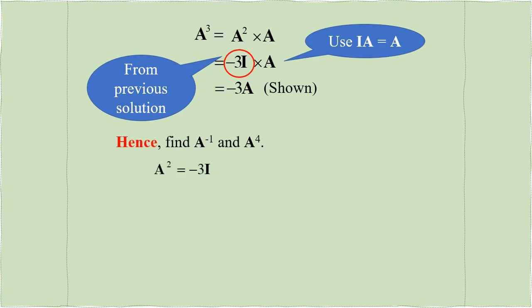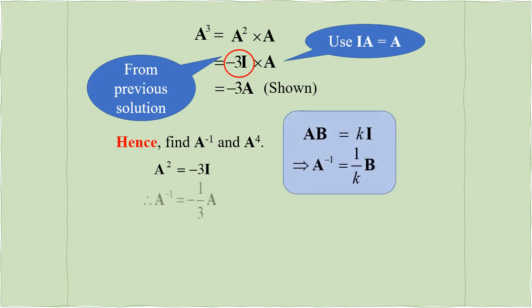So what is A inverse? Since we know that A squared equal to negative 3I, if we want to find A inverse, we can introduce the A inverse in this equation. So if we introduce A inverse, we get that this is A equal to negative 3I. So the inverse of A is equivalent to this one in the form of AB equal to kI, where k is equal to negative 3. So A inverse is equal to negative 1 over 3 of A.